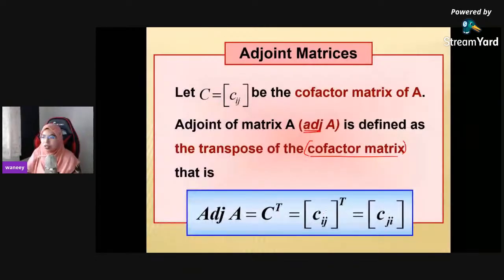Do make sure to calculate each cofactor: C11, C12, C13, C21, C22, C23, C31, C32, C33. Once you have everything, you transpose them. So that will simply be equal to Cji. So we swap the row with the column.